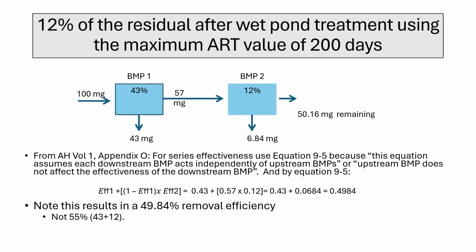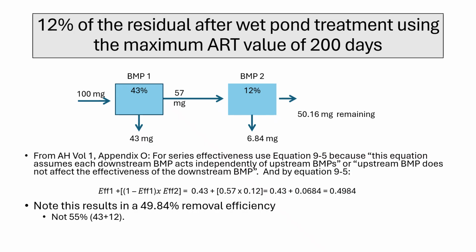Imagine we start with 100 milligrams of pollutant. The first BMP removes 43% of this, leaving 57 milligrams. Now, the second BMP comes into play. It removes 12%, but crucially, it removes 12% of the remaining 57 milligrams, not of the original 100 milligrams. This amounts to 6.84 milligrams removed by the second BMP, leaving 50.16 milligrams remaining.